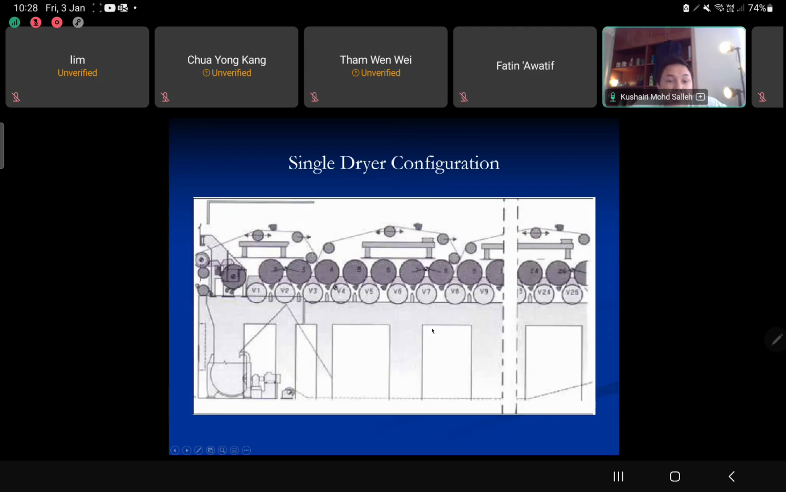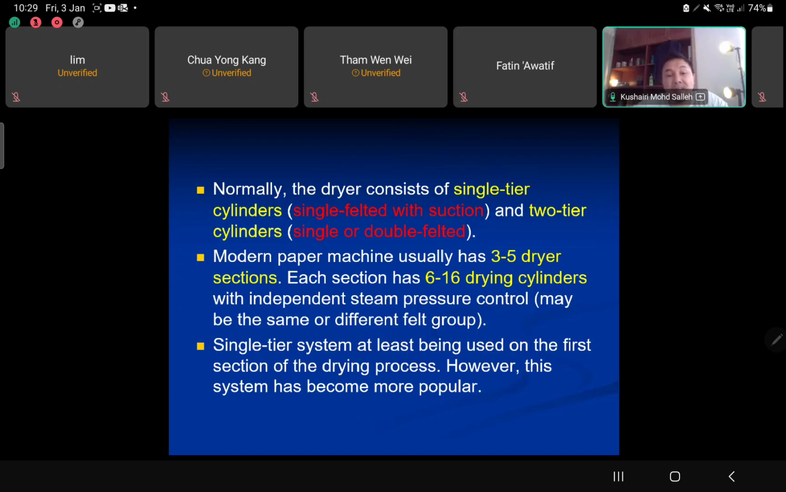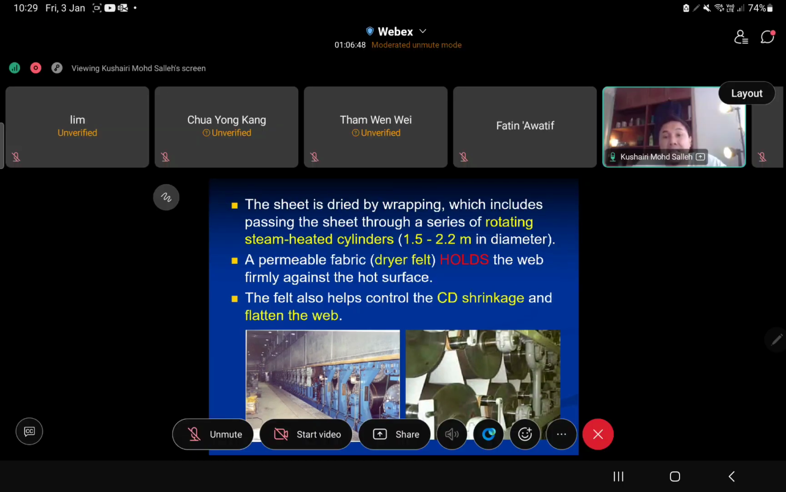This is a single dryer configuration, but it is very seldom for a paper making manufacturer to use a solely single dryer configuration. Usually they come together with the two tier cylinder. This is a two tier cylinder. We have the upper part and the lower part, and that's what we call a two tier cylinder. So in this picture, this one is a two tier cylinder.